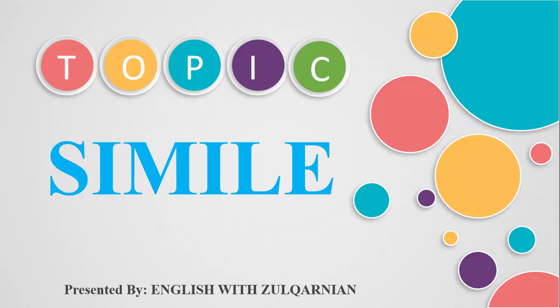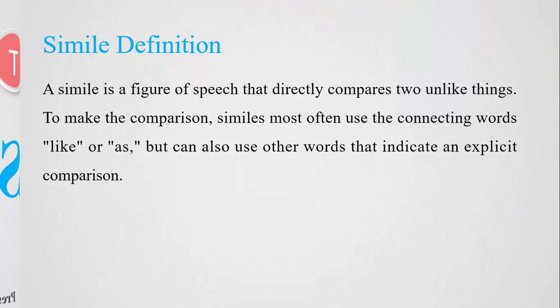In this video, we are going to discuss simile. A simile is a figure of speech that directly compares two unlike things. To make the comparison, similes most often use the connecting words like or as, but can also use other words that indicate an explicit comparison.